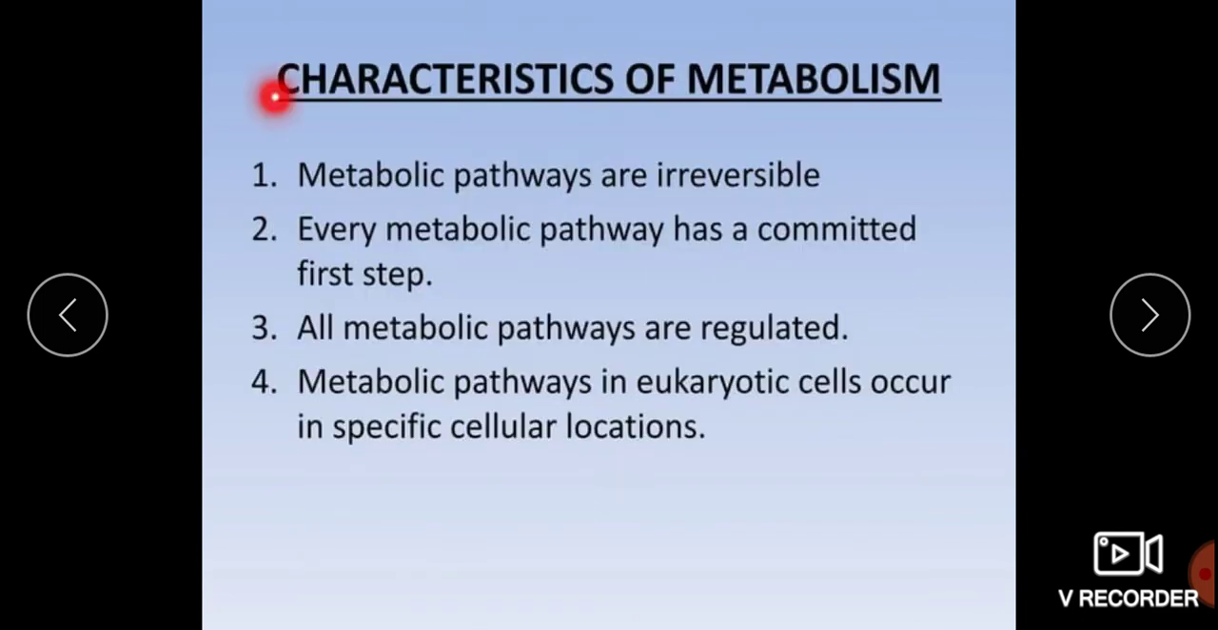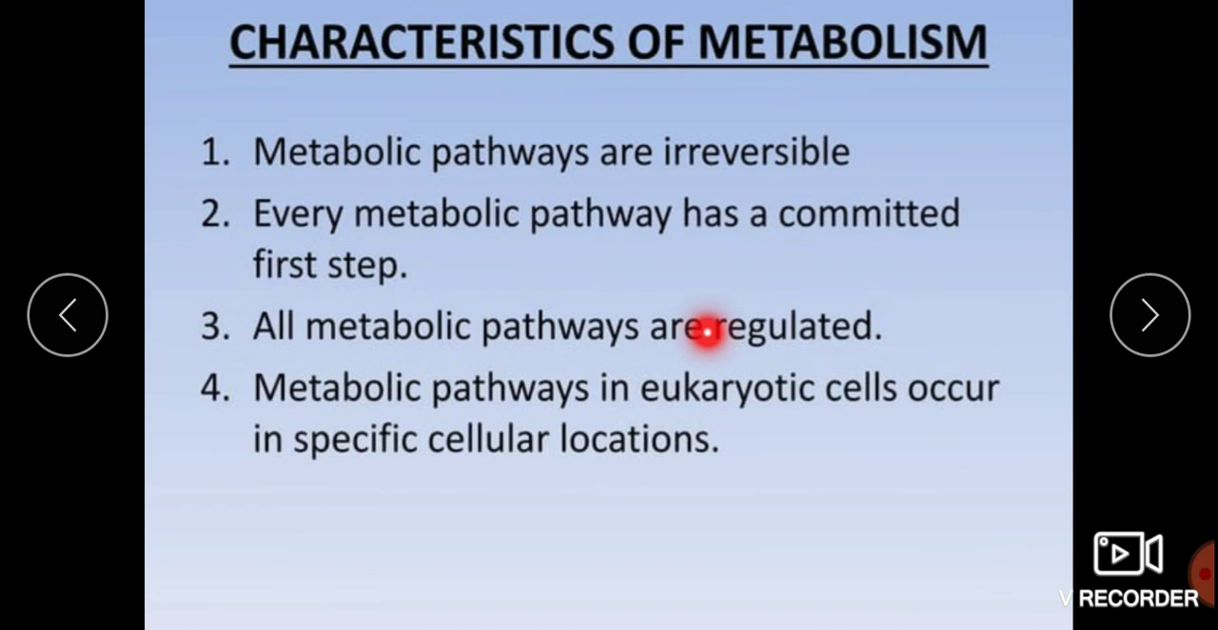Now, characteristics of metabolism. Metabolic pathways are irreversible. Every metabolic pathway has a committed initial step. All metabolic pathways are regulated, and this regulation is done by enzymes. Metabolic pathways in a eukaryotic cell occur in specific cellular locations. For example, the Krebs cycle or TCA cycle, in a eukaryotic cell, occurs in the mitochondria.